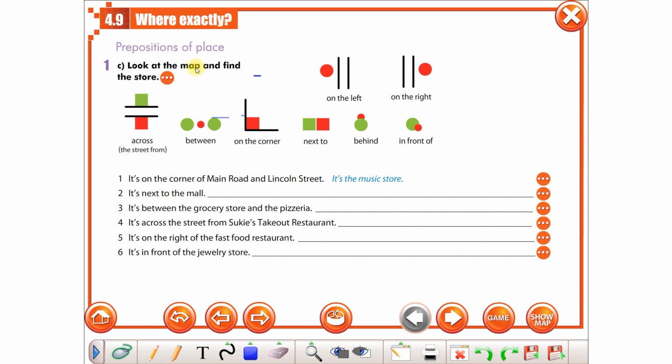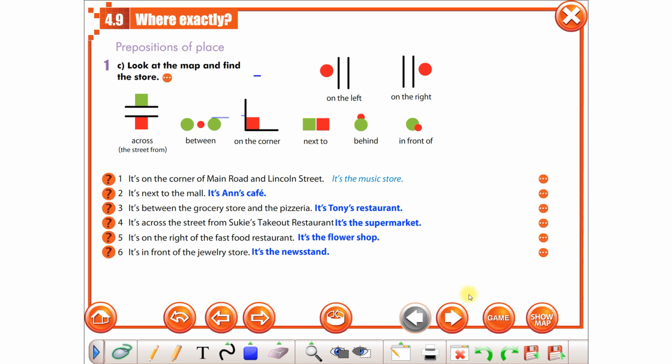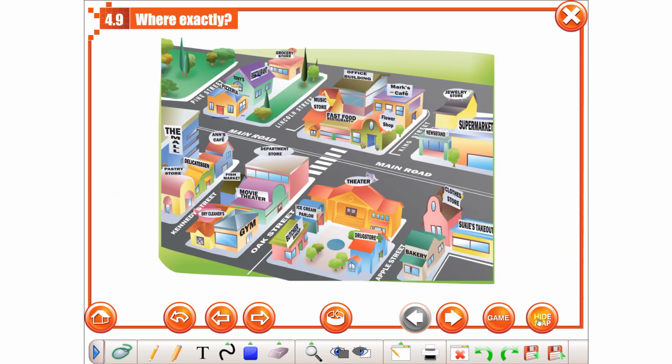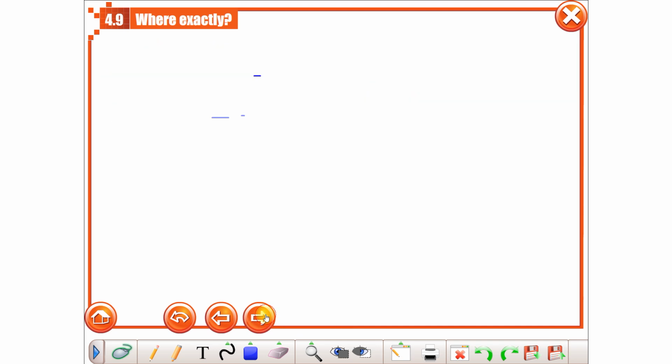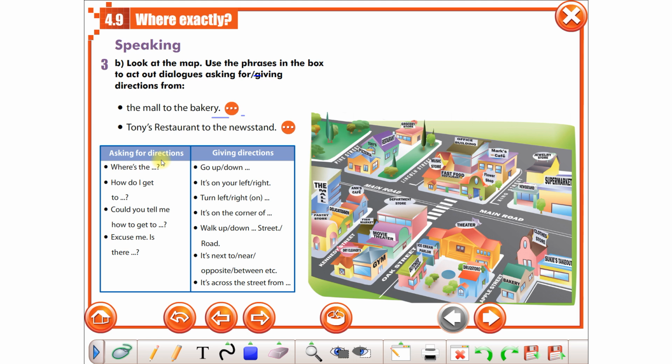And later, the prepositions of place, such as across, between, on the corner, next to, behind, in front of, on the left, on the right. And looking at the map, we located the different places. And finally, the imperative, how to give directions, how to follow signs. So on the next part, we identify different signs, and also we describe how to get to different places by asking for directions and giving directions.